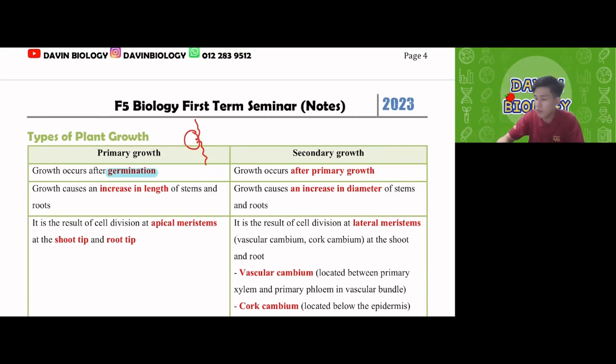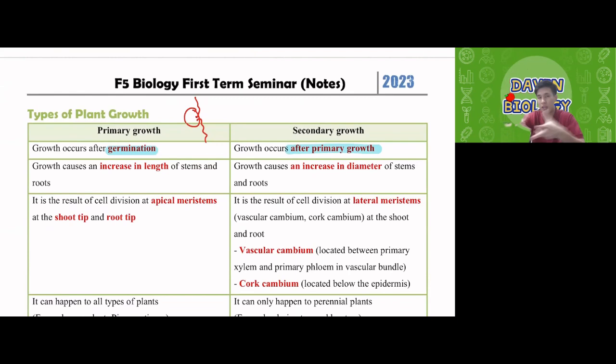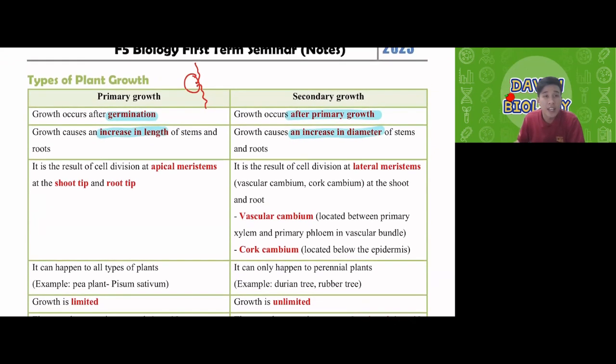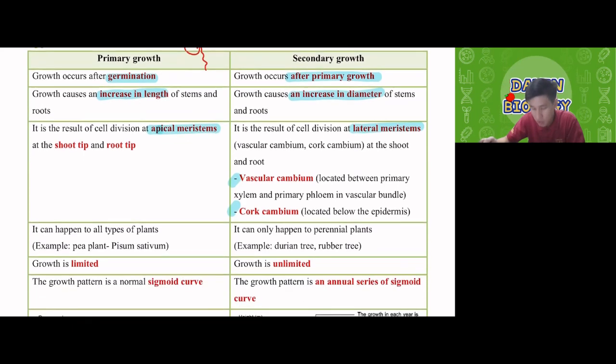Now, secondary growth, of course, is after primary, like primary school first, then secondary. That's simple. You grow tall already, then become thick. So just like we mentioned, increase in length and increase in diameter. Primary growth occurs at the apical meristem, at the tip, as we mentioned already. Secondary occurs at the lateral meristems, which are two rings: the vascular cambium and the cork cambium. Later you will do this.